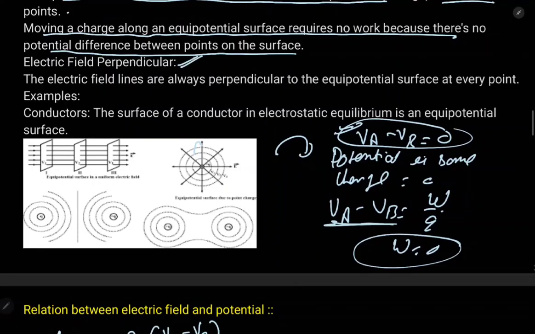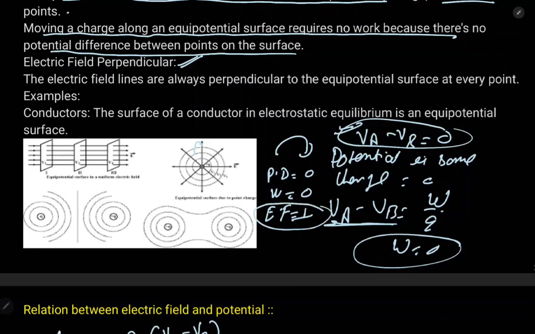Electric field is always perpendicular to the surface. Sometimes MCQ questions come in the exam, so we should know the properties of equipotential surface. The first property is potential difference is 0. Work done is 0, and electric field is always perpendicular to the surface.